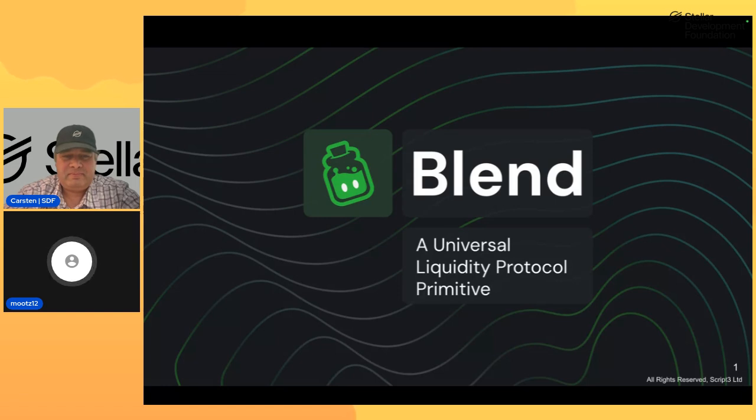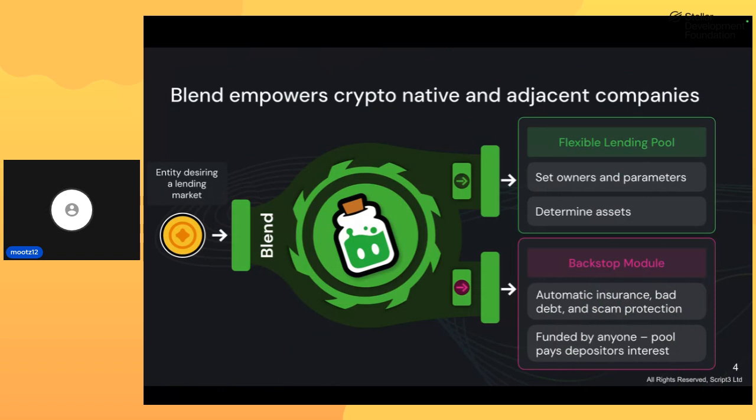So yeah, Blend is a universal liquidity protocol primitive. And what does that mean? Basically, Blend is a tool that allows companies, people who are crypto natives, really any entity that wants a lending market to go ahead and have one. Lending markets in the world of crypto are just places where people can lend and borrow assets from each other. And Blend comes with an automatic backstop module, which acts as insurance, bad debt protection, and also scam protection.